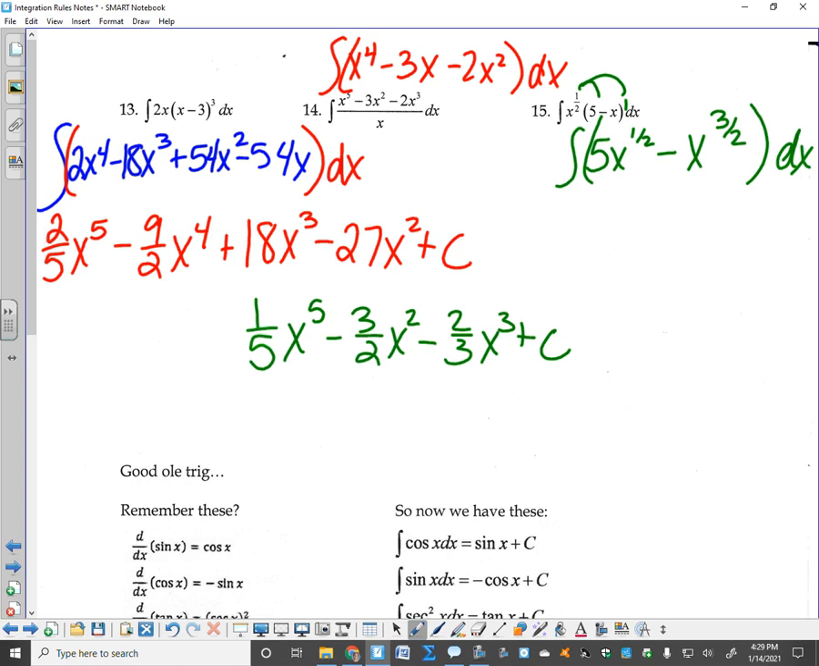Okay, I love fractions. Here we go. If I add 1, that gives me 3/2. But then I need to flip him and pull him out front. So it's going to be 2/3 times the 5, 10/3 x to the 3/2. Okay, 3/2, add a 2 over 2. That gives me 5/2. Flip him, that's a 2/5. There we go.